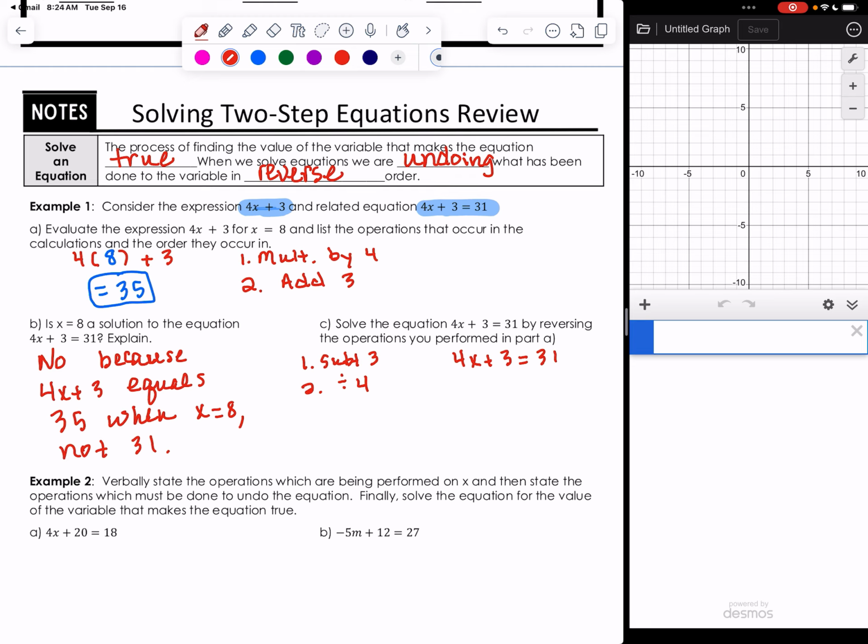And you probably remember this from previous courses. So if I have 4x plus 3 equals 31, and I want to find the value of x that makes the expression equal to 31, I would first subtract 3 from both sides to get 4x equals 28. And then step 2, I would divide by 4. So 4x divided by 4 would give me 1x. 28 divided by 4 would give me 7. Now I can check this by evaluating the expression 4x plus 3 and substituting in this new value to see if that gives me 31. So 4 times 7 is 28. 28 plus 3 is 31.